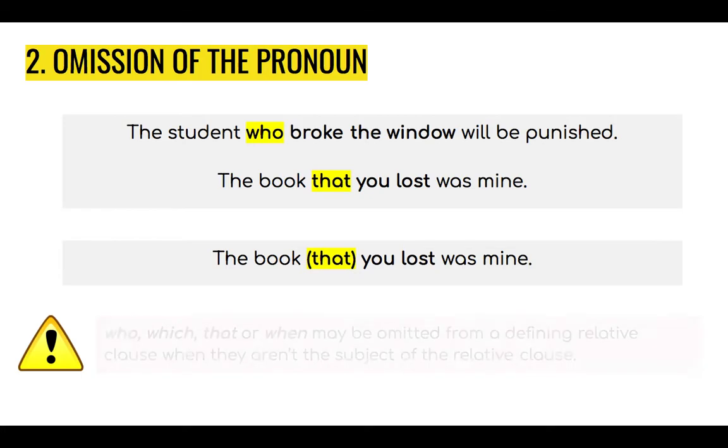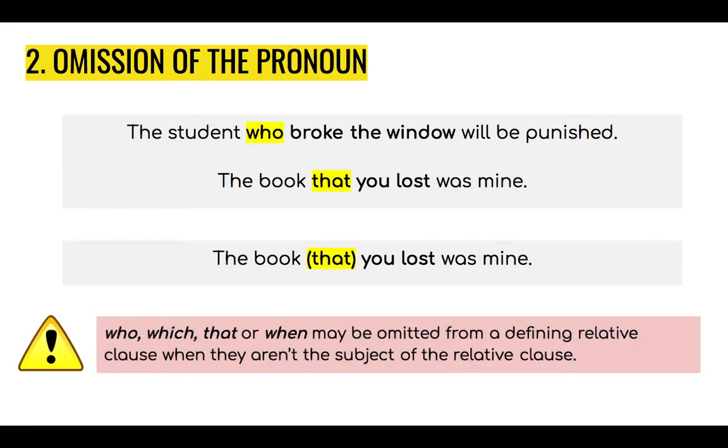If you find it difficult to know if it's the subject or not, don't worry, because as subjects are obligatory in English, it's easy to identify them. If you see that the pronoun is followed by a verb, like in the first sentence, you can't omit it. However, if it's followed by a noun phrase, you probably can. That's a trick that might help you.